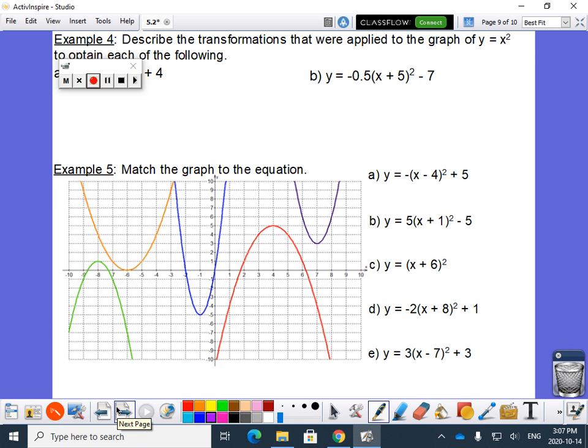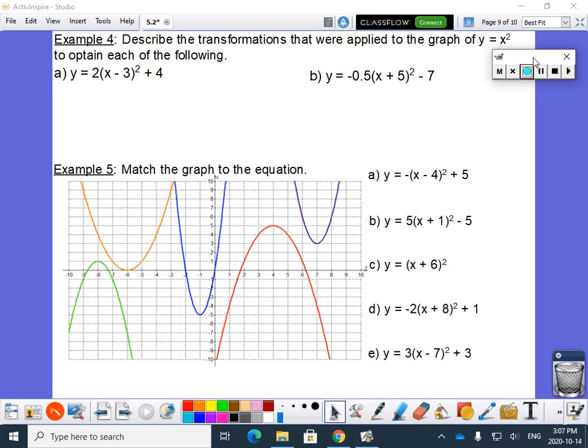Okay, so this next slide here: describe the transformations that were applied to the graph of y equals x squared to obtain each of the following. So we have y equals 2(x minus 3) squared plus 4. So we're going to go in order. Look at the A value first. So because this A value is greater than 1, we call that a vertical stretch by a factor of 2.